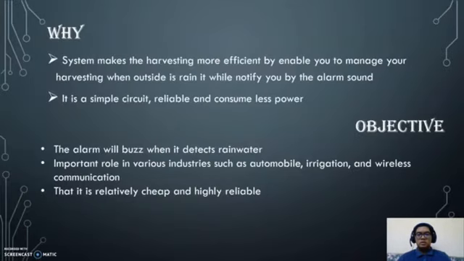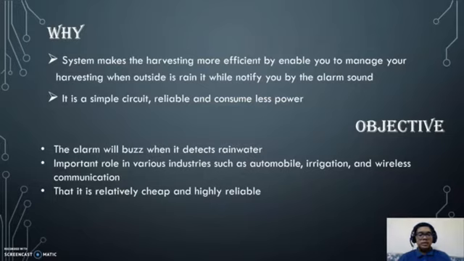Why did we choose this project? Because the system makes harvesting more efficient by enabling you to manage your harvesting when it is raining outside. Why notify you by the alarm sound? That is the output of the buzzer that we put in the circuit, and it's also a simple, reliable circuit that consumes less power. The objective is that the alarm will buzz when it detects rainwater.